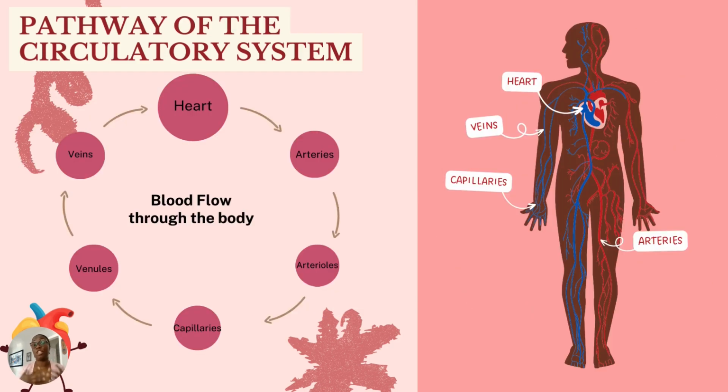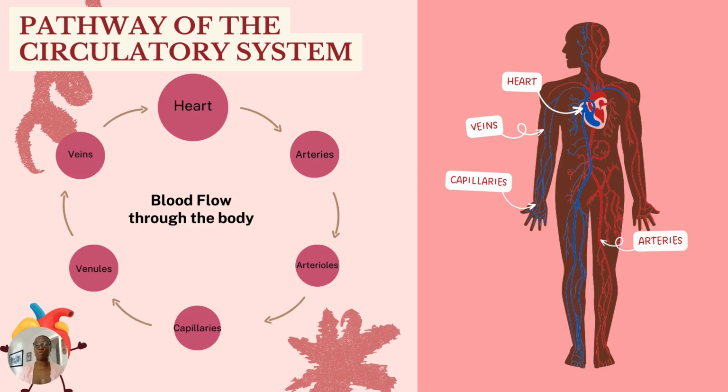So now that we've gone over each part of the circulatory system and the function of each part, we're going to go over the pathway of the circulatory system. So this is how blood actually flows throughout the body. So first we start with the heart. The heart has oxygen-rich blood that is packed with nutrients, and the heart takes that blood and pumps it through the arteries to the rest of the body.